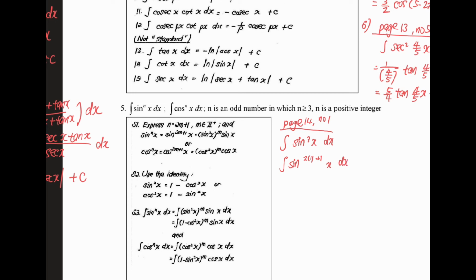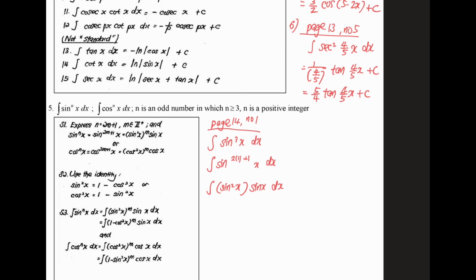The reason that we do so is so that we can separate it into sine square x and sine x. It seems like the 2m plus 1 is very useless there. Let's see one more example at the same time. Page 14, number 3, we have integration of sine power 5. Based on the first step, I have to change it to 2m plus 1, which is 2(2) plus 1.